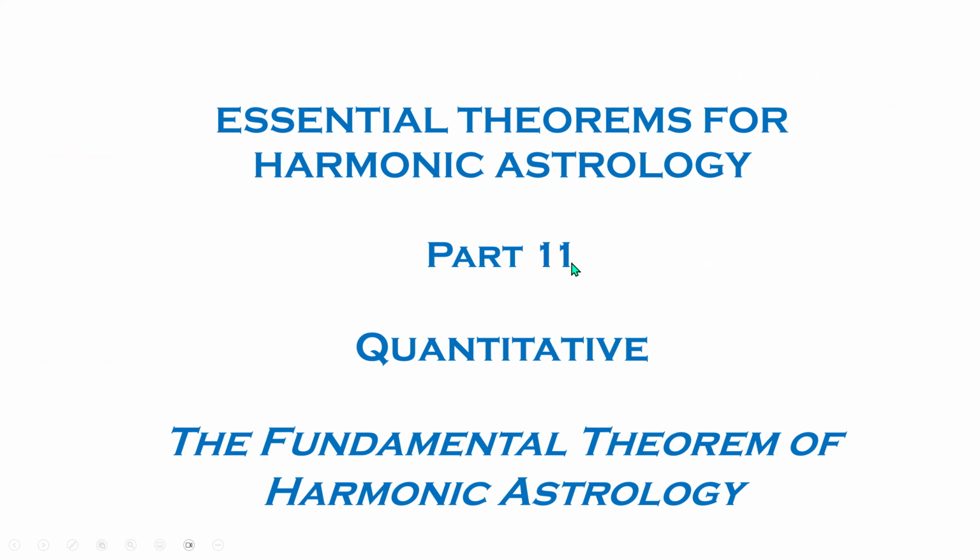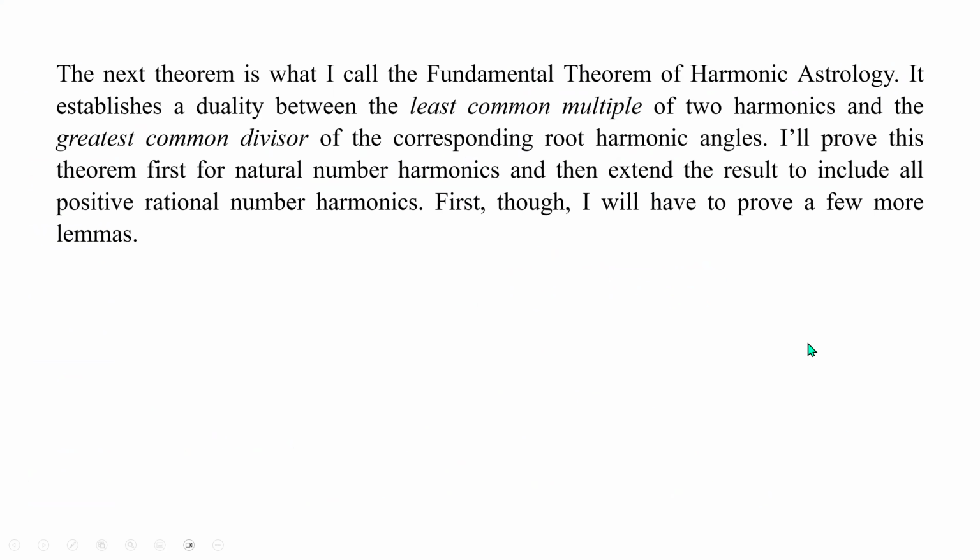Essential Theorems for Harmonic Astrology, Part 11, the fundamental theorem of harmonic astrology. The next theorem is what I call the fundamental theorem of harmonic astrology. It establishes a duality between the least common multiple of two harmonics and the greatest common divisor of the corresponding root harmonic angles.